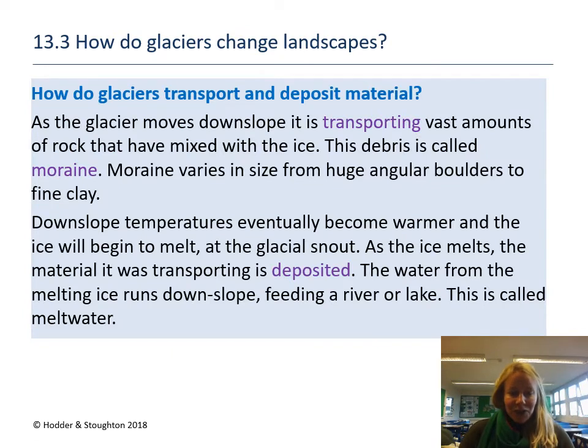Okay, Year 9, so well done for doing that last task. What we're going to do now is explore how glaciers transport and deposit material. If we think of the word transport, we know that it's talking about moving something from one place to another, and we know that deposit means leaving something somewhere. As the glacier moves downslope, it is transporting vast amounts of rock that have mixed with the ice. This debris is called moraine. Moraine varies in size from huge angular boulders to fine clay.